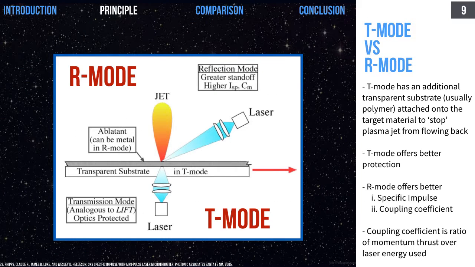So the main difference between R mode and T mode is that in T mode there is another layer on top of the ablative surface. We have a transparent substrate which stops the plasma jet from flowing back. T mode offers better protection in this sense. However, R mode offers better specific impulse and coupling coefficient. What is the coupling coefficient? The coupling coefficient is the ratio of momentum thrust over laser energy used.